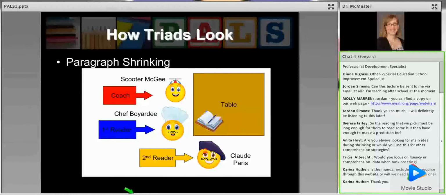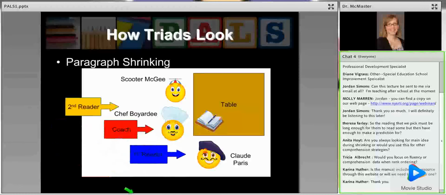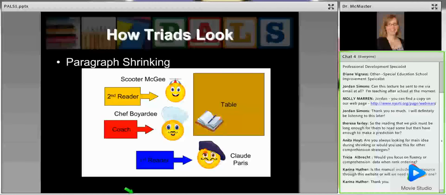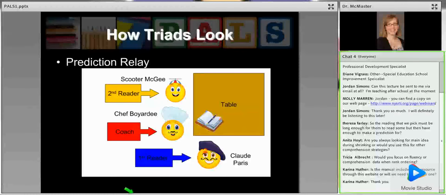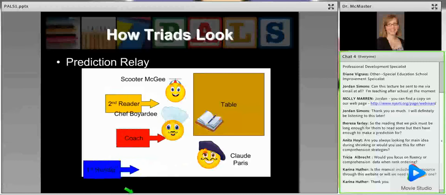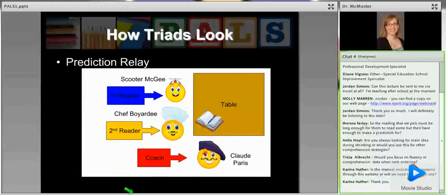And then when it's time for paragraph shrinking, we shift around. So Chef becomes the coach, Claude becomes the first reader, and Scooter becomes the second reader. So for paragraph shrinking, Chef is just giving all the prompts. Claude gets to read and shrink for the first 5 minutes, and Scooter gets to read and shrink for the second 5 minutes. And then for the last activity, prediction relay, we shift again. Claude becomes the coach, Scooter is the first reader, and Chef is the second reader.